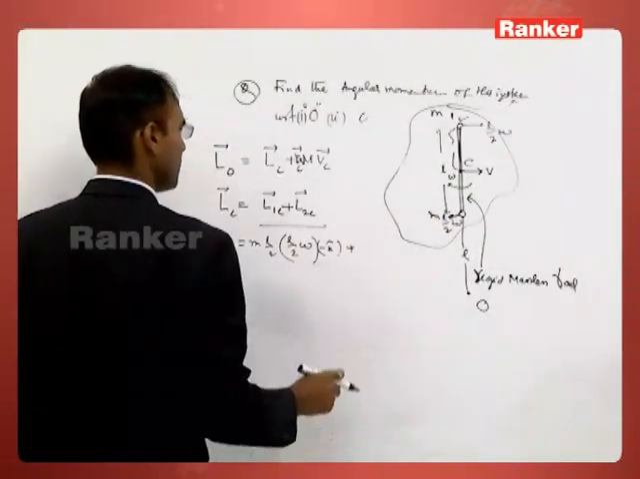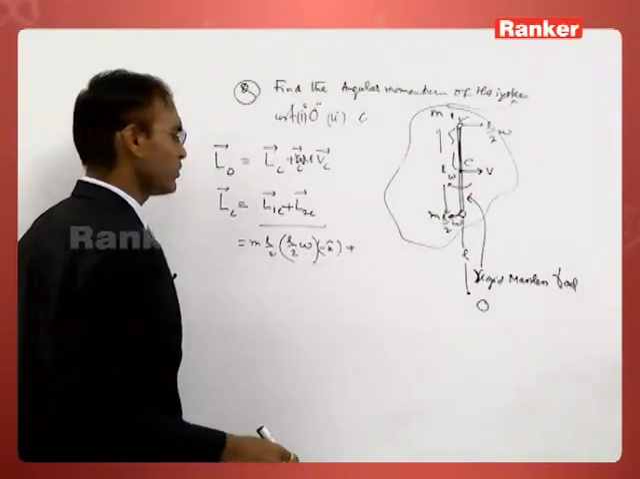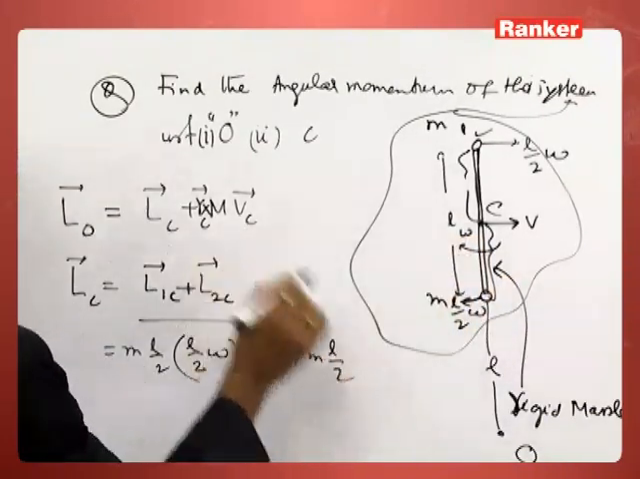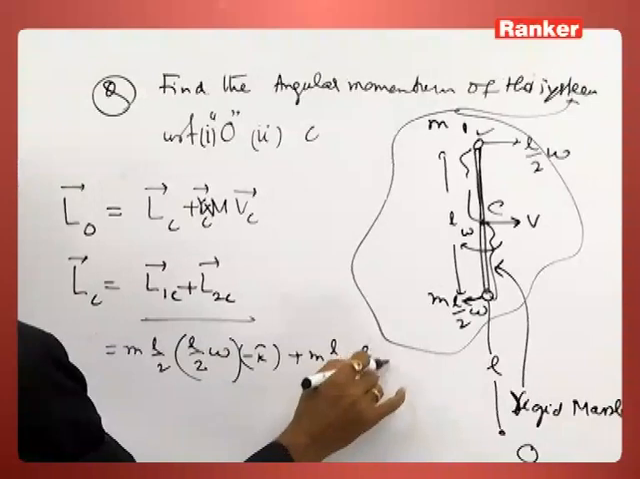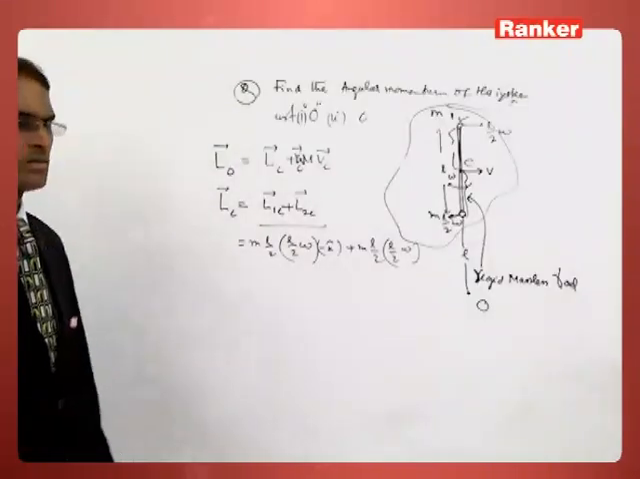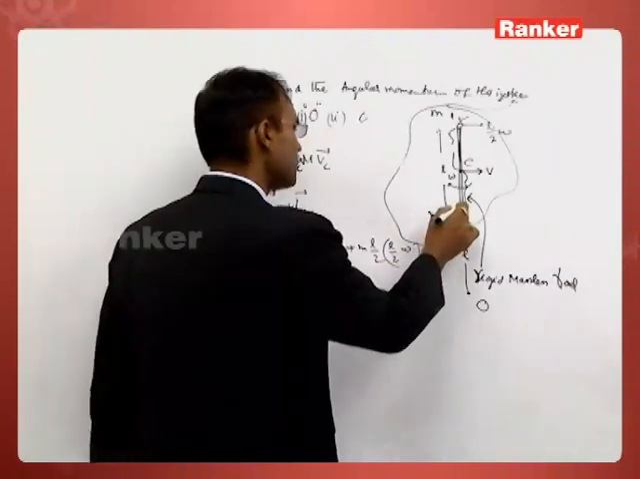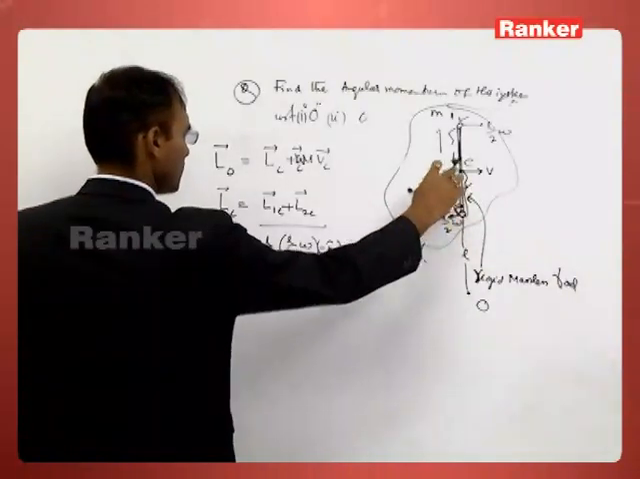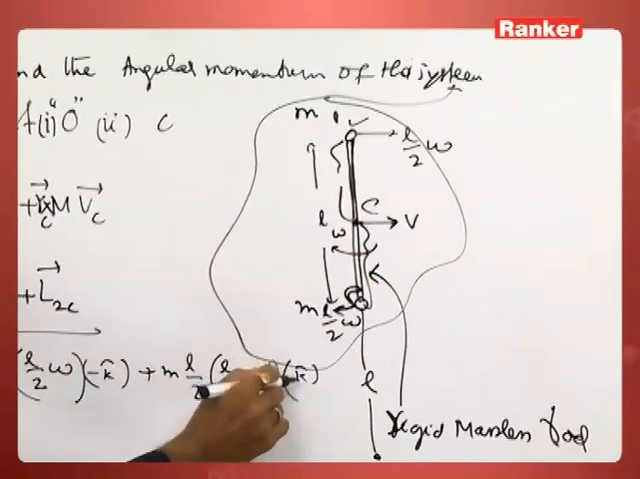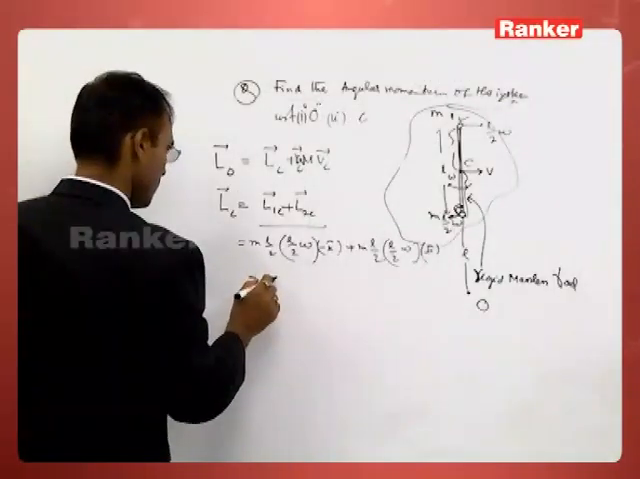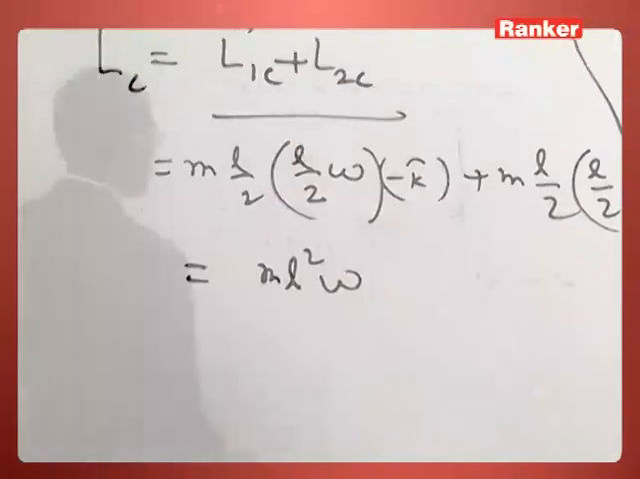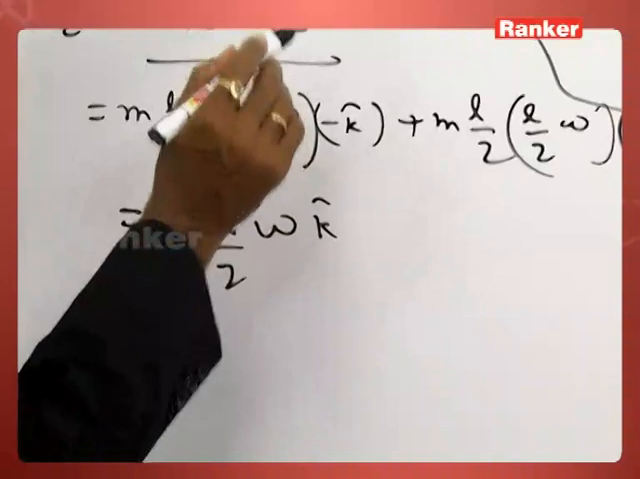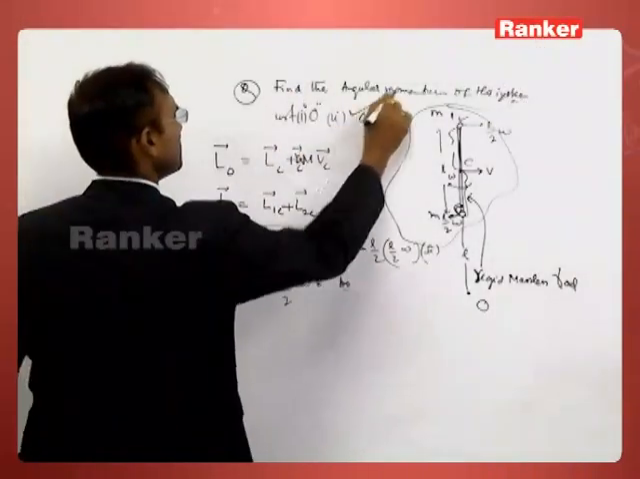And this is also having the same angular momentum with respect to the center of mass. M into L by 2 into its velocity, that is L by 2 into omega, MVR, and the angle between these two is 90 degrees. Therefore, sin theta is 1. And this is also pointing in minus k cap. So ML square omega by 2 minus k cap is the answer, that is LC.